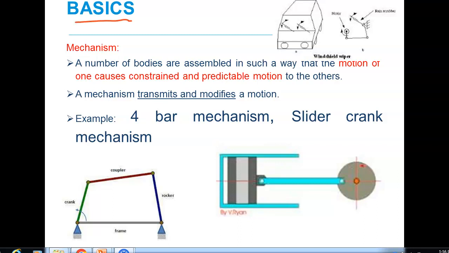If you take the basics here, a mechanism deals with bodies which are assembled in such a way that the motion is either constrained motion or predictable motion. Generally there are two different categories: number one is the 4-bar mechanism, and number two is the slider crank mechanism. These two types of mechanism are used in various forms. We will go and see the types and their modifications, what they made in mechanisms, and how it is supported.